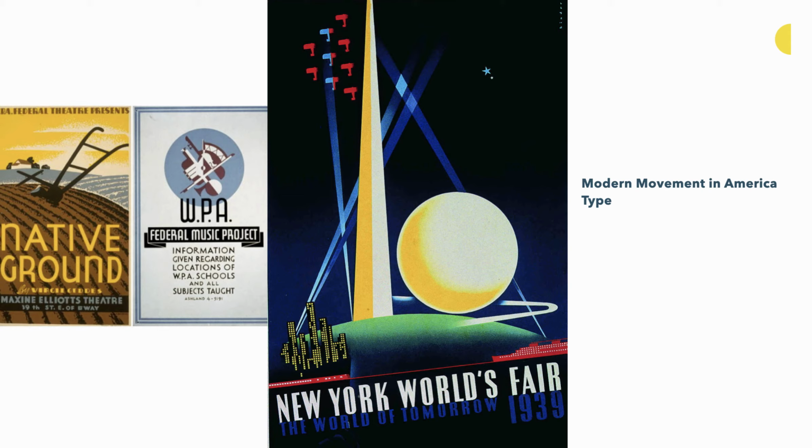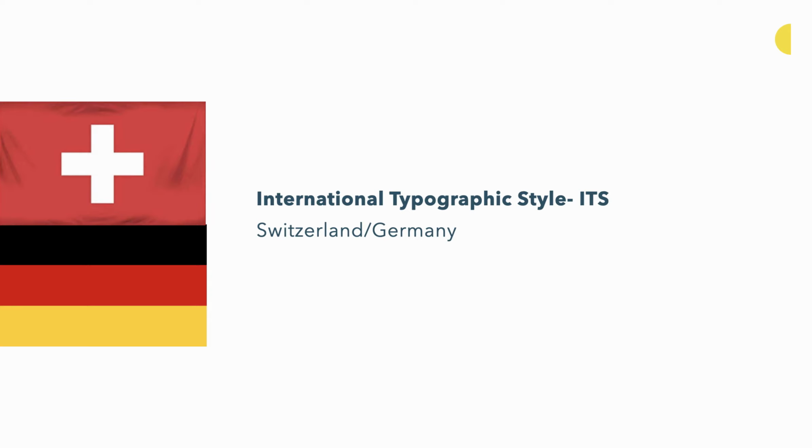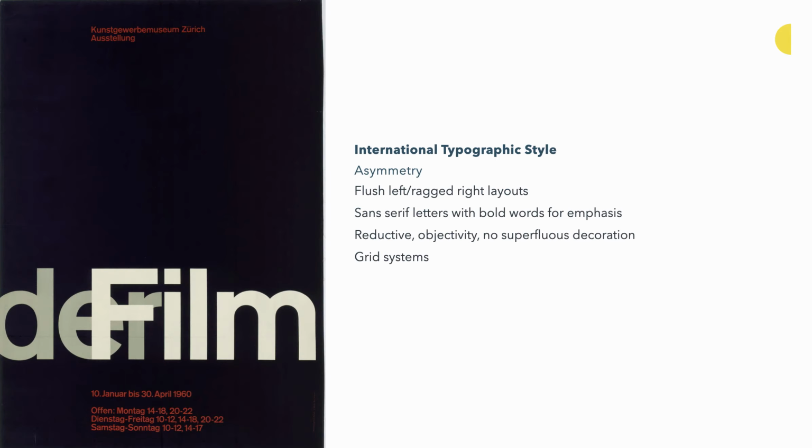You might see it in national park posters or WPA pieces, or this wonderful piece that looks sort of Bauhaus for sure, but instead it says New York World's Fair. So we know we're looking at the modern movement in America. The international typographic style hails from Switzerland and Germany. We've got asymmetry, flush left, ragged right layouts, sans serif letters with bold words for emphasis. It's reductive, it's objective, it doesn't present a point of view. There is absolutely no superfluous decoration.